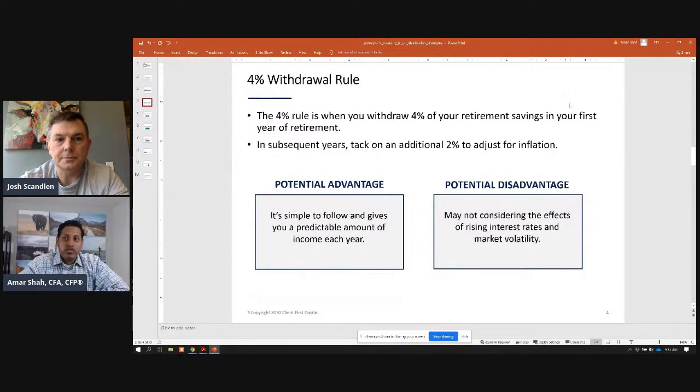All right. So the first way is the 4% rule, right? Like Josh and I said, there's positives and negatives to this, but the main drawdown of this is that it was created at a time where interest rates were a lot higher than what they are today.